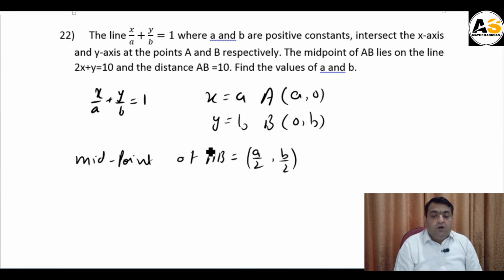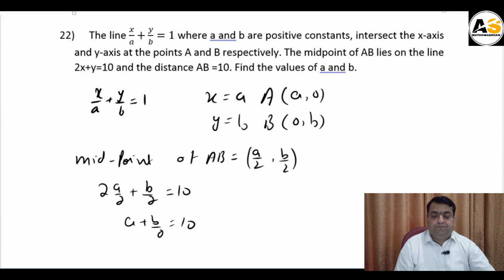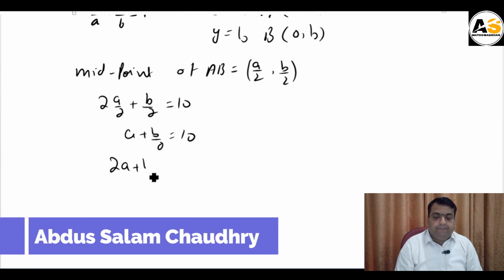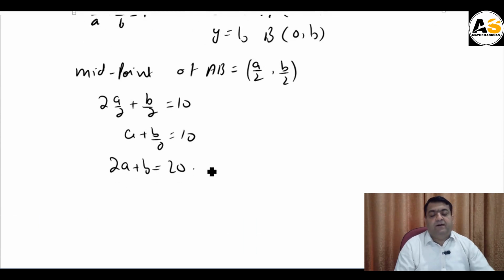We have to find the values of a and b. It means we need two equations in a and b. First equation is given by this. 2 into a over 2 plus y, meaning b over 2, is equal to 10. a plus b over 2 is equal to 10, which simplifies to 2a plus b is equal to 20. This is equation number 1.